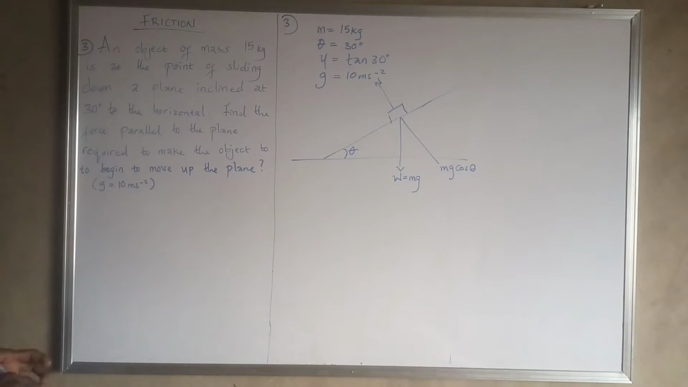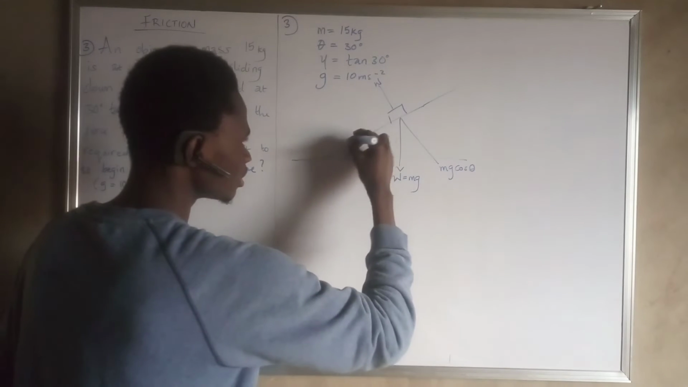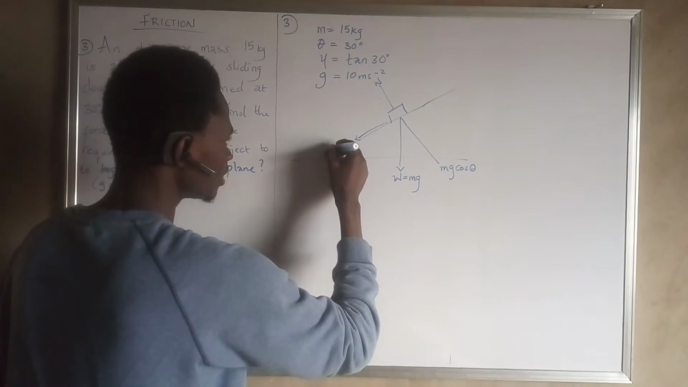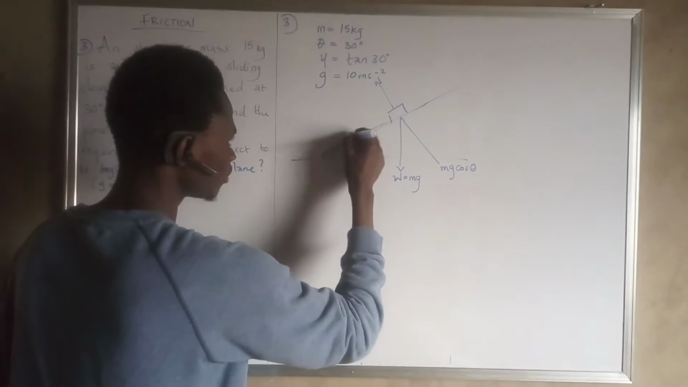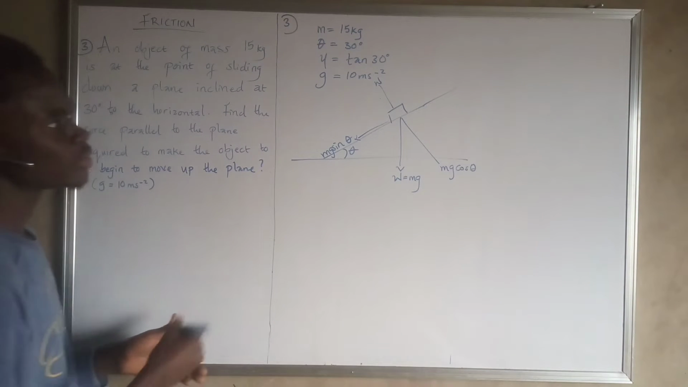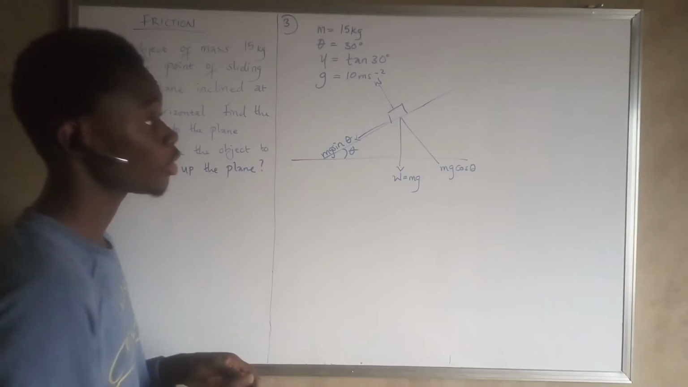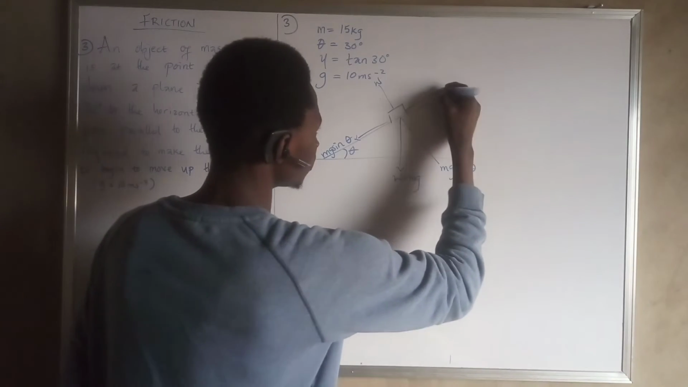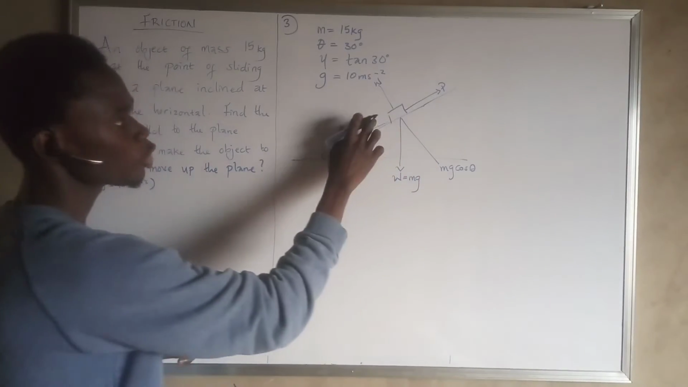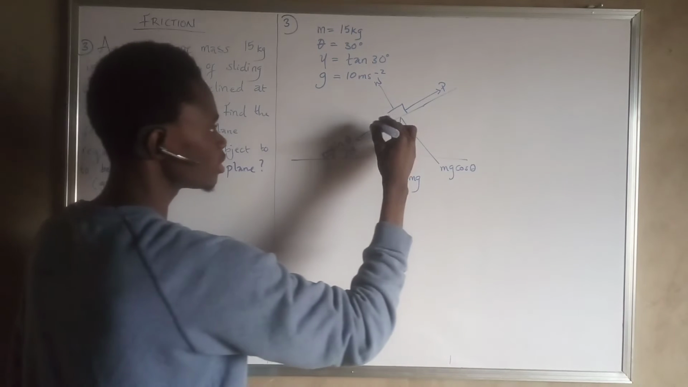So in this case, we have to find the force parallel to the plane required to make the object begin to move off the plane. We have the natural force that brings the object downward, which is mg sine theta. That's the parallel force down the plane. And the question says we are asked to find the force required to bring the object off the plane. So here we have our pulling force. For us to have our pulling force here, there must be a force trying to pull it downward, which is the frictional force.